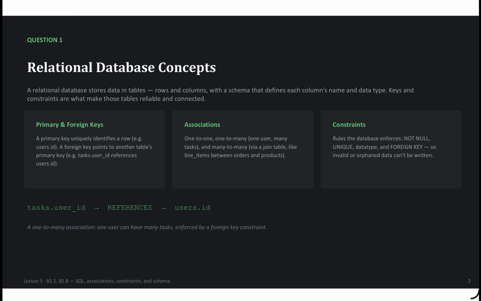A relational database basically stores data in tables, with rows and columns and a schema that defines each column's type. A primary key uniquely identifies a row. A foreign key points to another table's primary key. This creates an association like one to one, one to many, or many to many through a join table. And there are constraints like not null, unique, and foreign key. These are rules that the database enforces, so people cannot write invalid data.